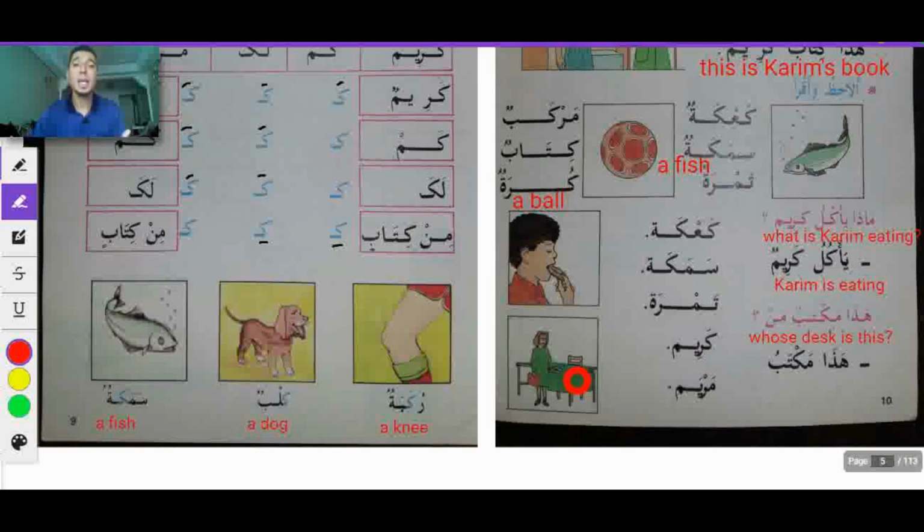We can say هذه كرة من. Whose ball is this one? هذا مركب من. Whose boat is this?